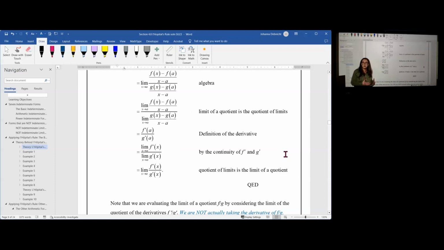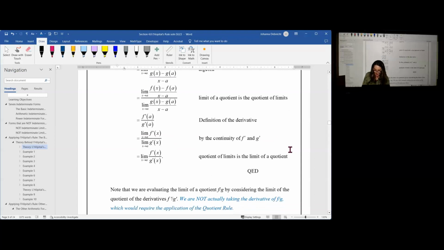However, we also assumed that f prime and g prime were continuous. If they're continuous, then the two-sided limit exists, and the value exists, and they're equal. So we can rewrite f prime of a as the limit as x approaches a of f prime of x, and g prime of a as the limit as x approaches a of g prime of x. And then we can reverse the limit law and say that the quotient of two limits is the limit of the quotient, which gives us the final result.